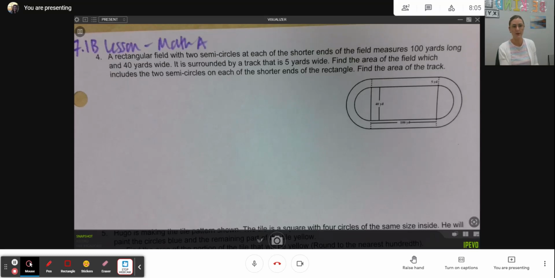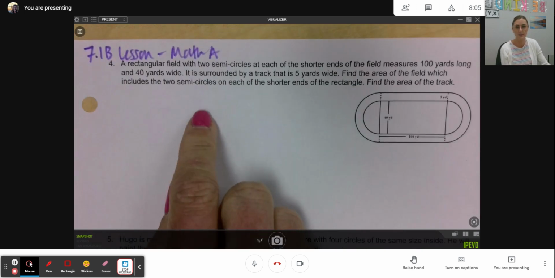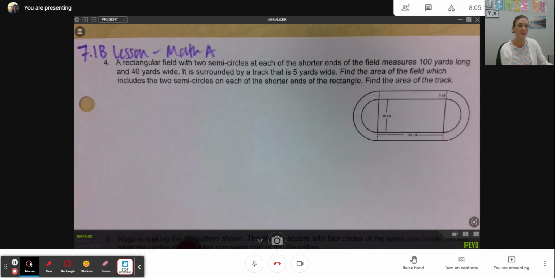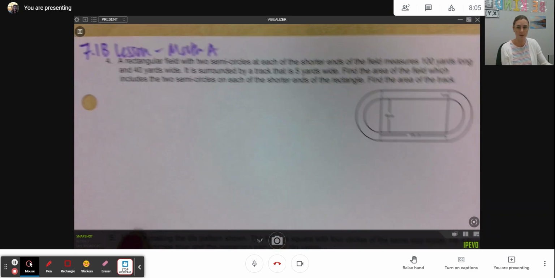Hi, Mathe. We are finishing up the 7.1b lesson, just the last two problems. So we're on page 19 in the lesson packet, not the homework packet. Page 19 in the lesson packet.